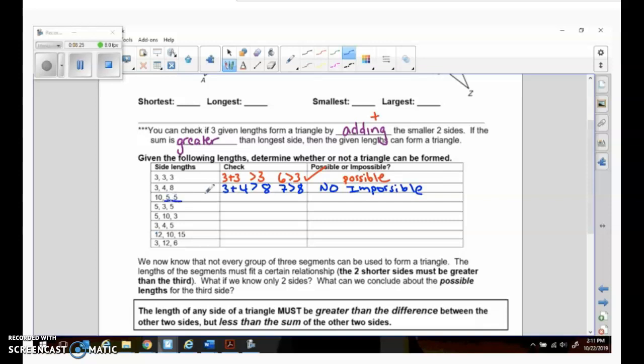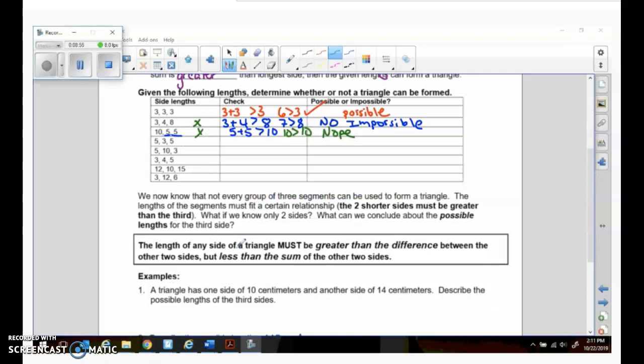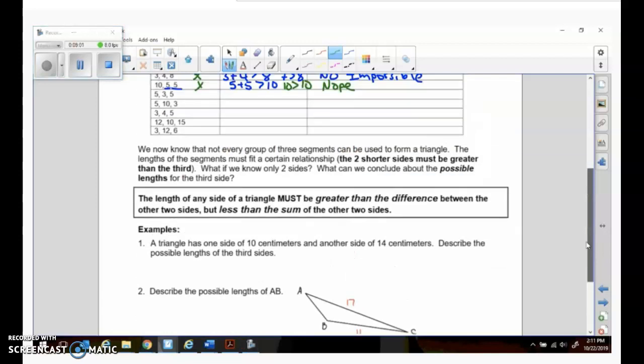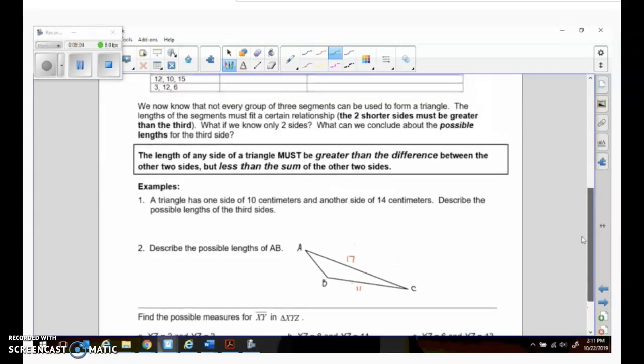So let's try a couple others. Let's try 10, 5, and 5. So 5 plus 5 is greater than 10? Nope, not last time I checked. So 5 plus 5, or sorry, 10 is actually equal to 10. So nope, it doesn't quite work. Remember, it has to always be exactly greater. And we'll kind of investigate why that is the case in class, in case it's not intuitively obvious. And we're going to go down and do a little bit more.